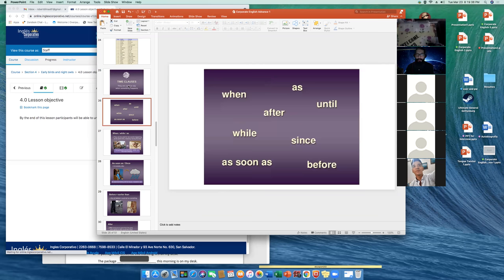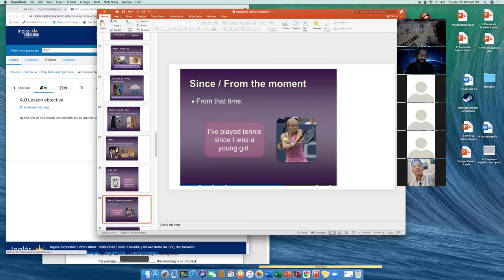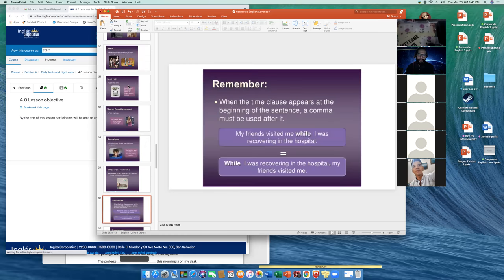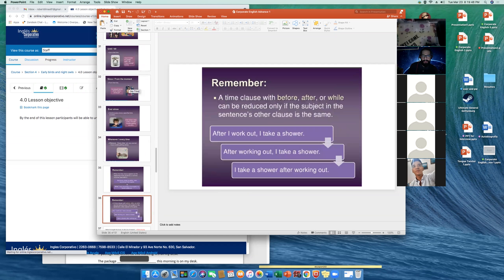You can cover it in one slide. It's real quick to the point. And the few rules that we had, I think the most important one when it comes to reducing was that a time clause with before, after, or while can be reduced. So you guys have to look at the sentence, look at the phrase. If it has before, after or while, then you can reduce it.